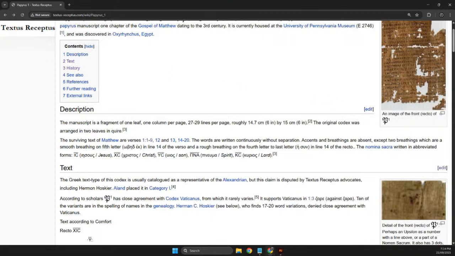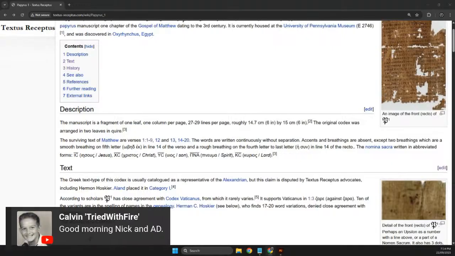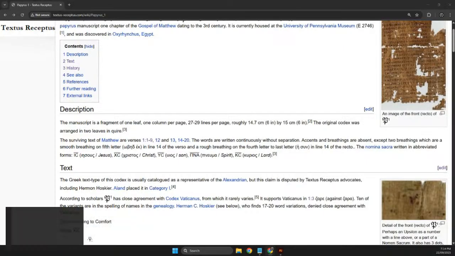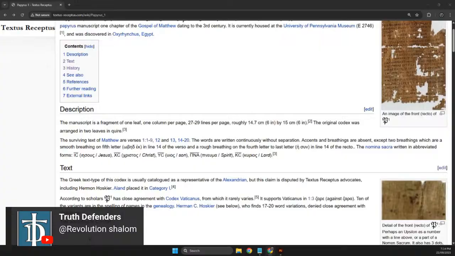I'll check these comments. AD33 is in the house. Calvin is saying good morning, Nick and AD. Be right back. Interesting anomalies. Yes, interesting. Truth Defenders is in the house.